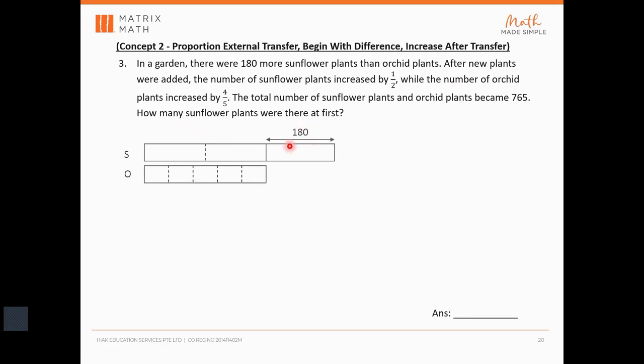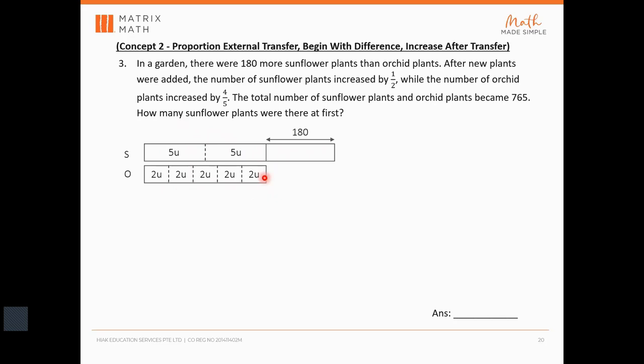Then your orchid plants increase by 4/5. That is why we cut it into 5 units. Okay, we're not taking away, so no shading. Now, this 2 units and 5 units, you want to make it the same because they are equal. So we change it to lowest common multiple of 10. So I have 5 units each, and then I have 2 units each below.